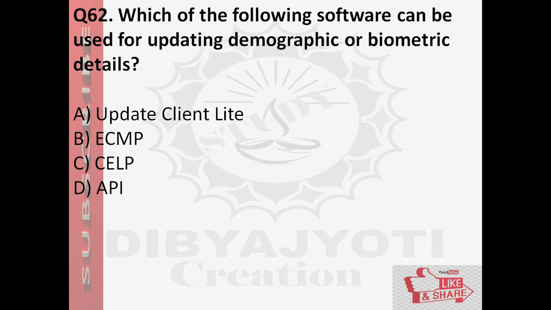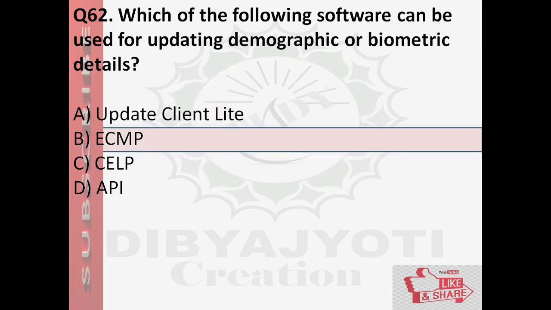Question number 62. Which of the following software can be used for updating demographic biometric details? Update client light, ECMP, CELP, API. And answer is option B, ECMP.